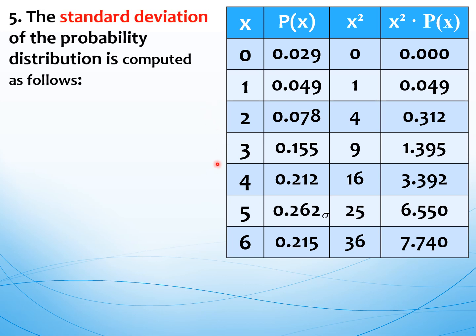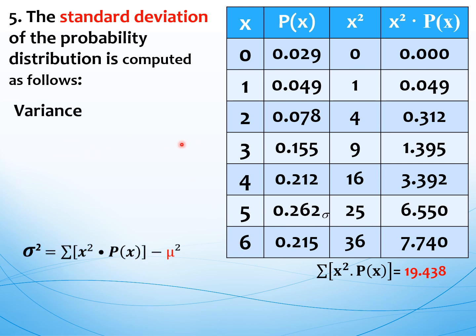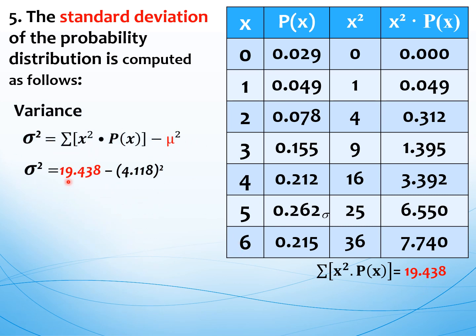5. Standard deviation. Using this table also, just list the x, the tellers, the probability, just square the x values, and the x squared multiplied by the probability. So 1 squared multiplied by 0.049, so this is the result, and so on and so forth. So make the summation of this column, so we have 19.438. So for the variance, use the formula.